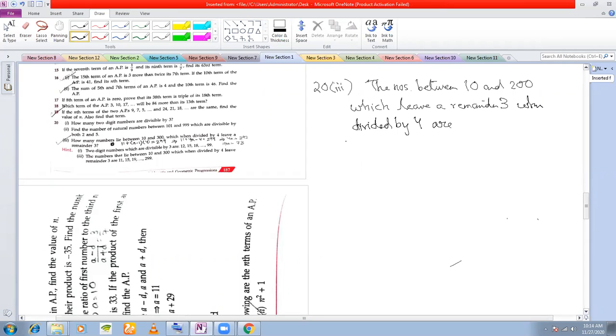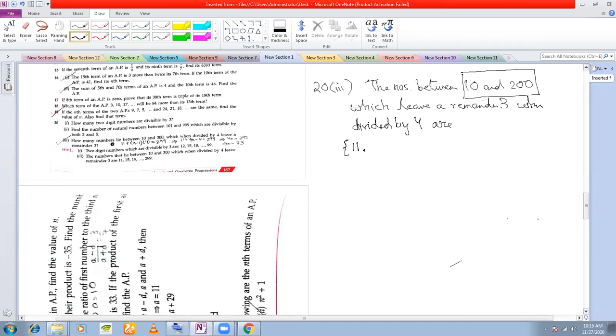What are the numbers? Can you tell me the first number which if I divide by 4 will give a remainder 3? It is 11. Numbers between 10 and 200. The first number between 10 and 200 that gives the remainder 3 when divided by 4 is 11. Right or wrong? You divide 11 by 4, you get a remainder 3. First number greater than 10.